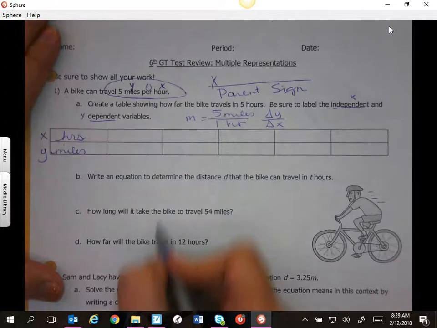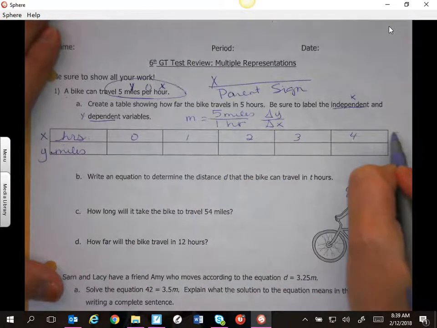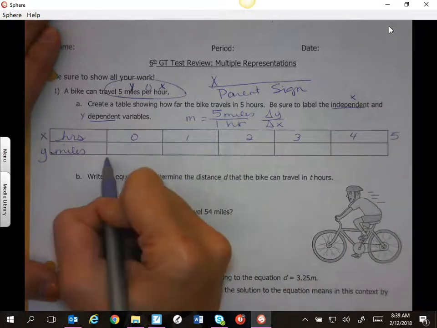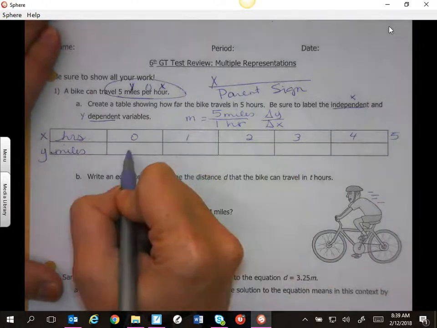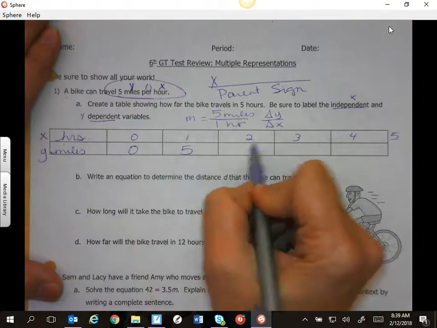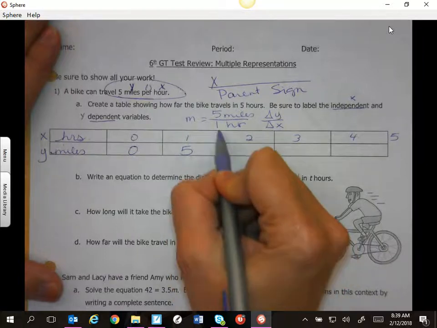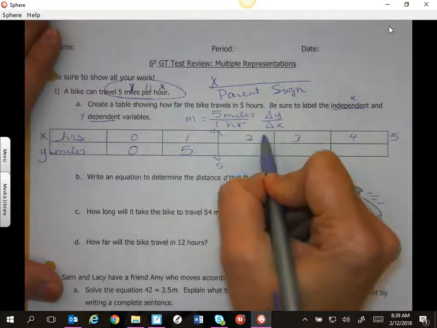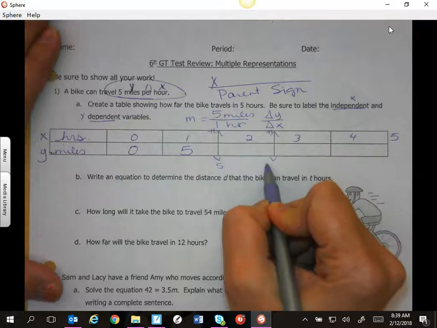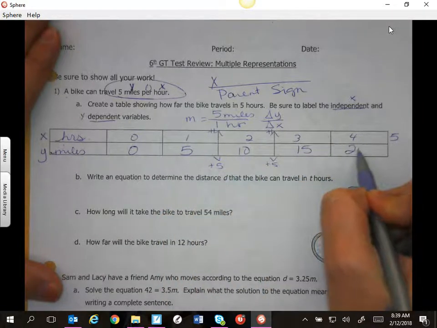So when we make our table, we said we're going to start at 0, 3, 4, you could even go to 5 over here. And so we know that if it's 5 miles in 1 hour, at 0 hours we've gone none, at 1 hour we've gone 5, and then you should be able to see this change, right? So we're adding 5 every 1, okay, and so 10 and 15, 20 and 25.